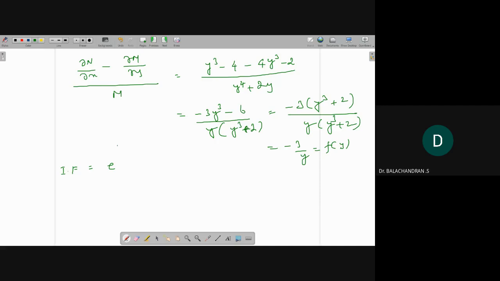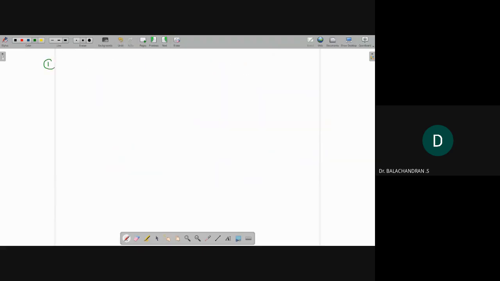equal to e power integral f of y dy, that is minus 3 by y dy. So e power minus 3 integration dy by y is log y. This is equal to e power log y power minus 3. So y power minus 3, or 1 by y cube. So now equation 1 into 1 by y power 3.